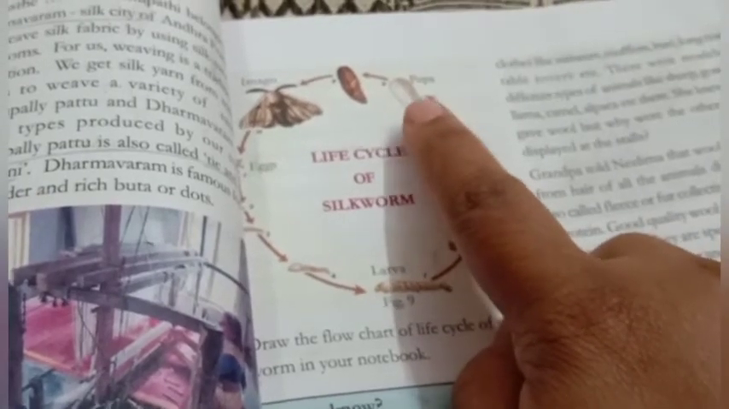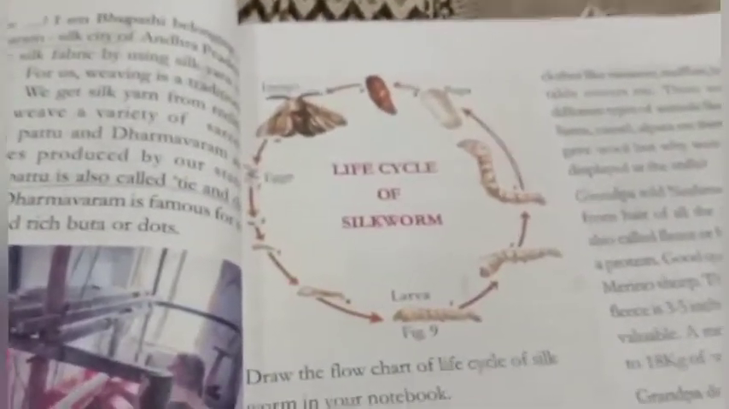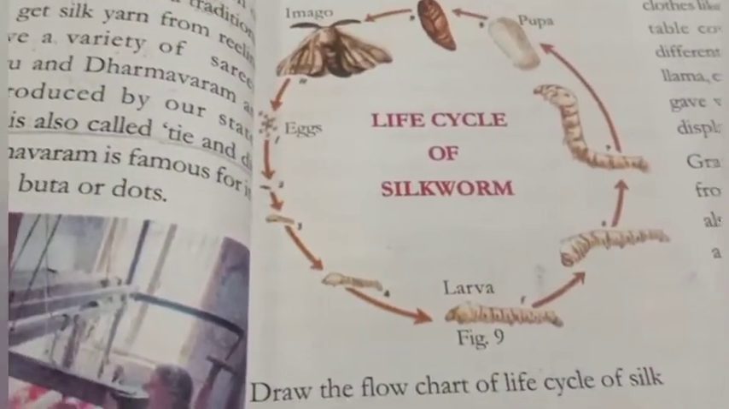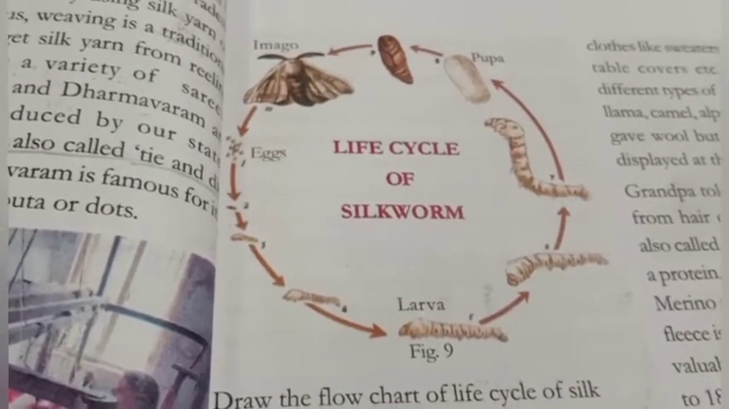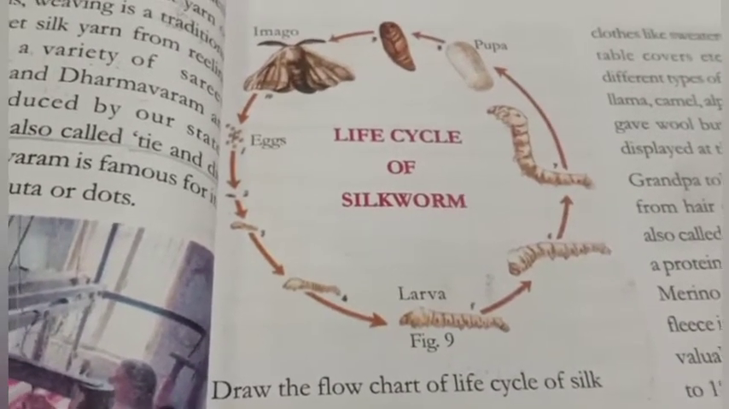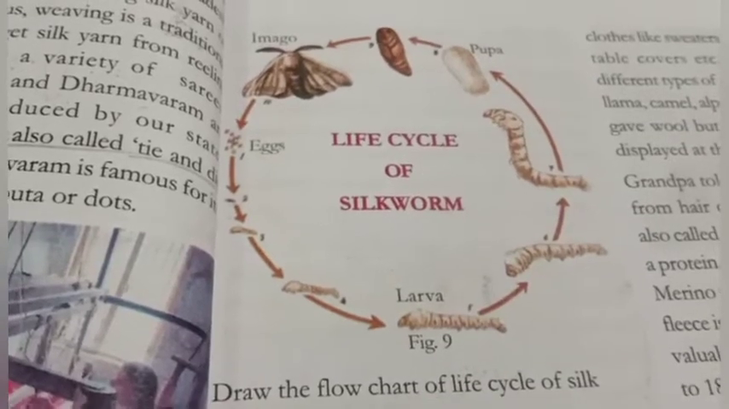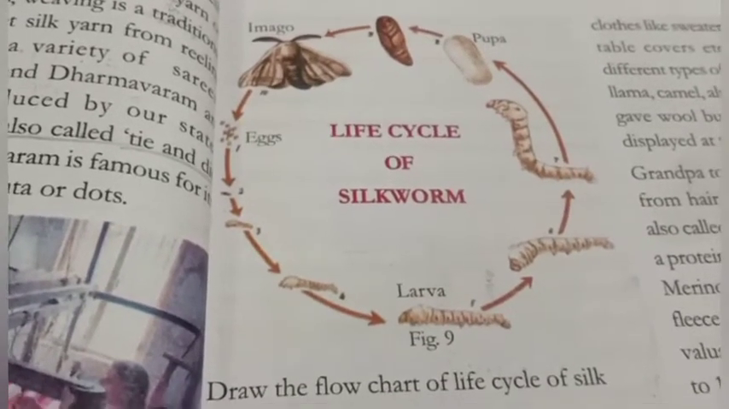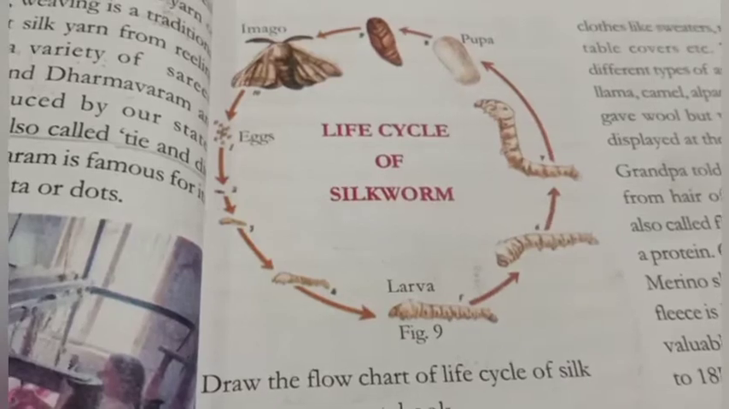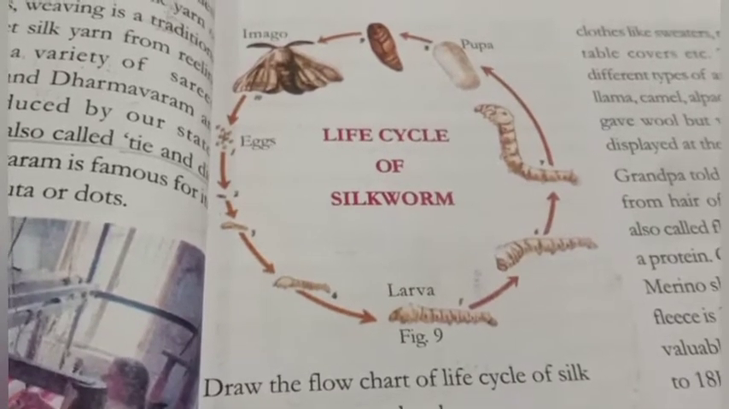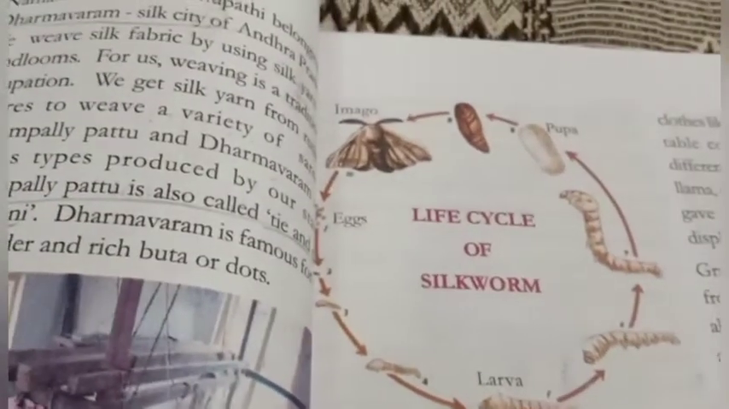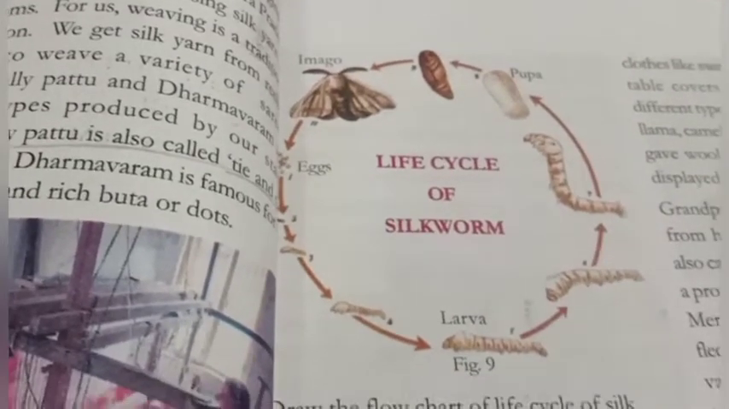Silkworm turns to pupa or cocoon. And next it turns to imago. 1, 2, 3, 4, 5. So life cycle of silkworm. This diagram you should draw in your classwork notebooks, okay? Whenever you note the running notes, this diagram should be drawn in your classwork notebook. Okay, everybody, till figure 9 we have completed our lesson.